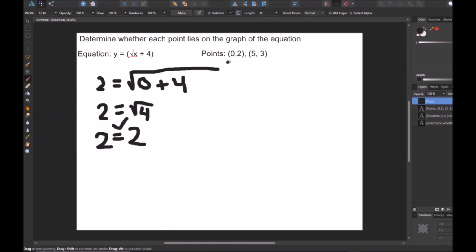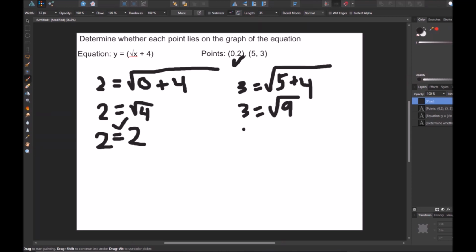So we know that this does lie on the graph of the equation. So then we check this one, (5, 3). We plug in 3 for y, and we do the square root of 5 plus 4. Well, the square root of 5 plus 4 is the same thing as the square root of 9. And the square root of 9 is just 3. So both of these points do indeed lie on the graph of the equation.